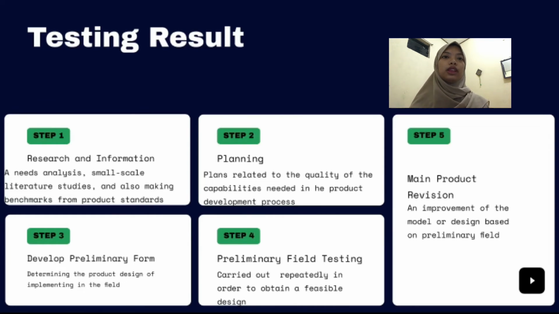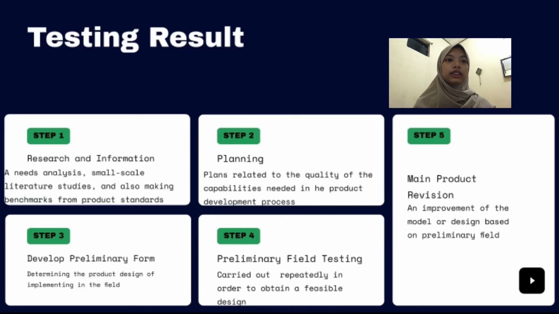We need to carry out needs analysis about the product that organizations want to develop, and also we have to know the people researched to carry out product development. Okay, the second, planning. This step of planning activities includes the preparation of research plans related to the quality of the capabilities needed in the product development process. Okay, determining the goals or objectives to be achieved from product development activities.